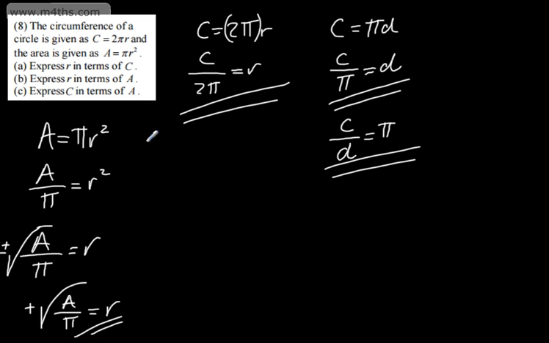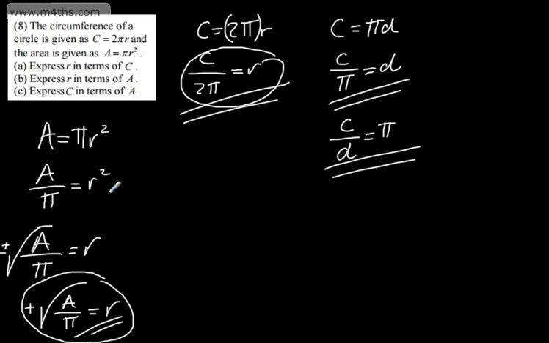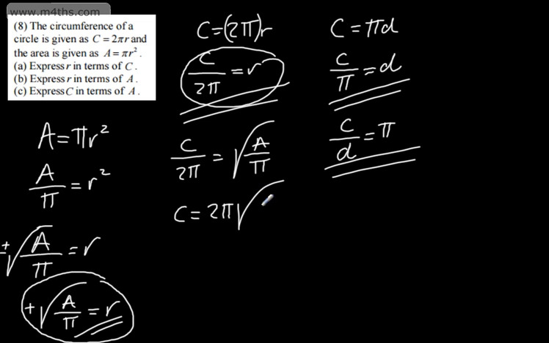Finally, express c in terms of a. Well, what we've got now are 2 expressions. If we look here, we've got r is equal to this, and r is equal to this. So if I want to express c in terms of a, then I can go ahead and simply, as we got r is equal to and r is equal to, set these equal. So c divided by 2 pi is equal to the positive square root of a over pi. So if I want c in terms of a, we can write c is equal to 2 pi multiplied by the square root of a over pi.